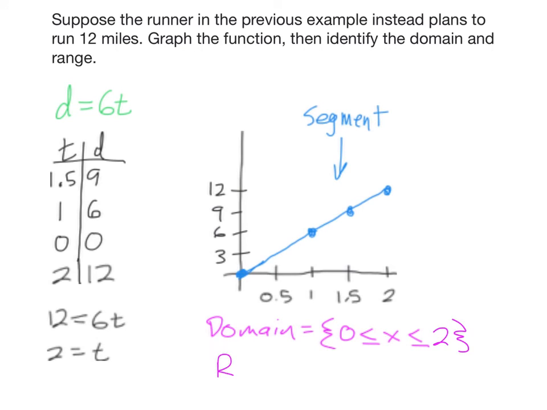And our range now contains the values between 0 and 12. You can't run for less than 0 miles, and this person isn't going to run for any more than 12 miles. So all of the y values are between 0 and 12.